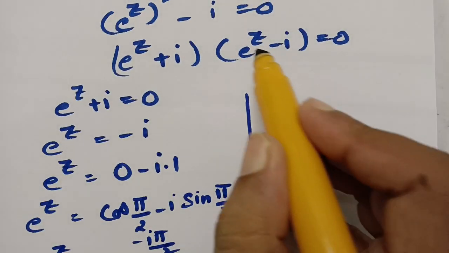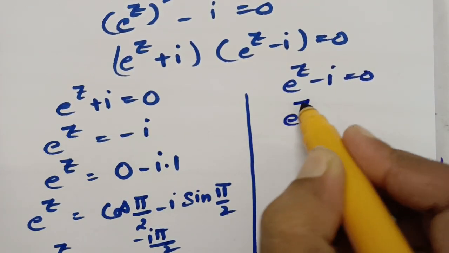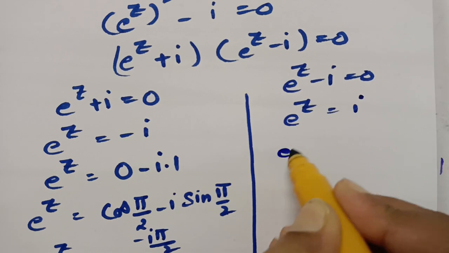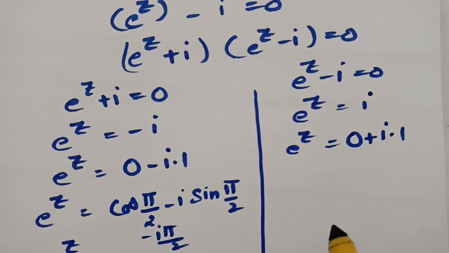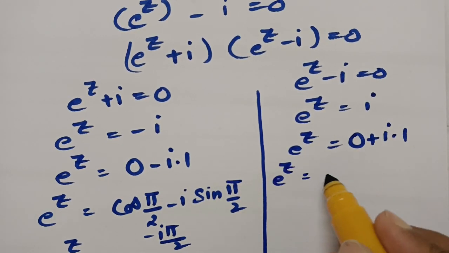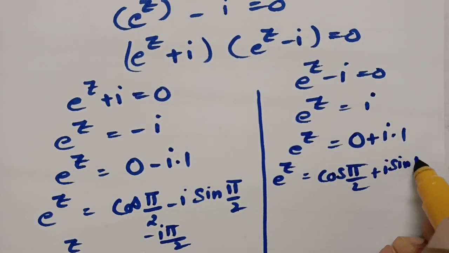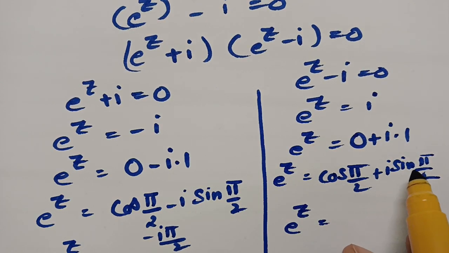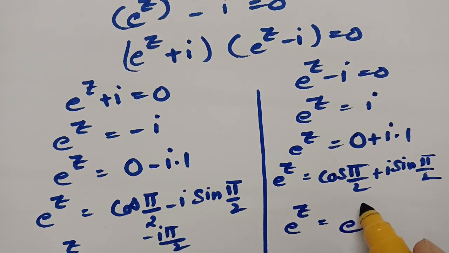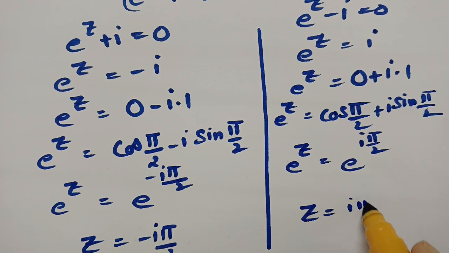And the next thing here is, if I equate e power z minus i to 0, this will be e power z is equal to plus i. I am writing the real part as 0 and the imaginary part as 1. So again e power z is equal to cos pi by 2 for 0, and for 1, i into sin pi by 2. Cos theta plus i sin theta is nothing but e power i theta, that is e power i into pi by 2. As the bases here are equal, I'm equating the powers, that is z is equal to i pi by 2.